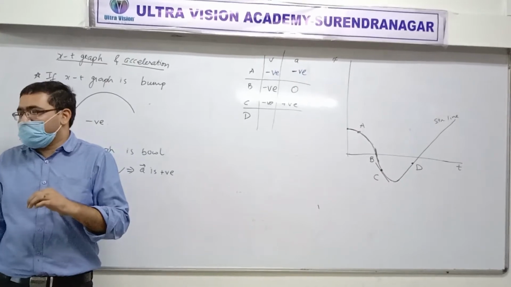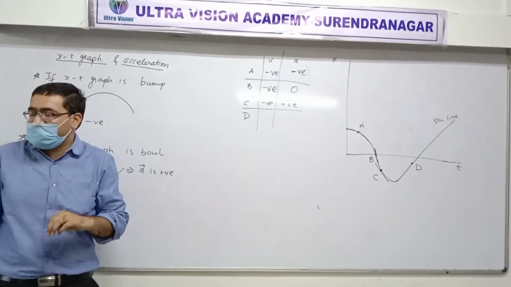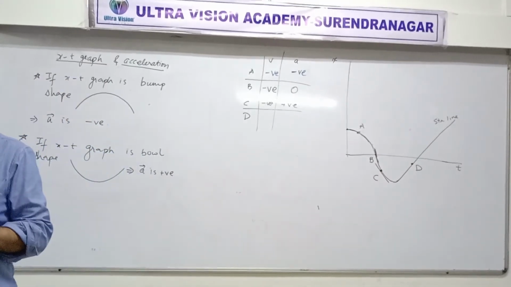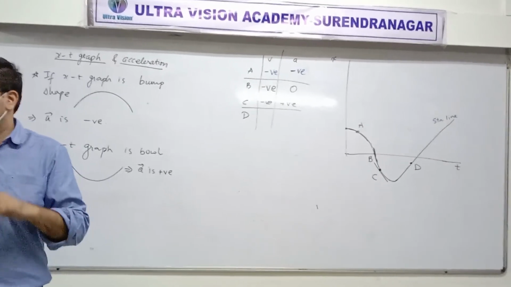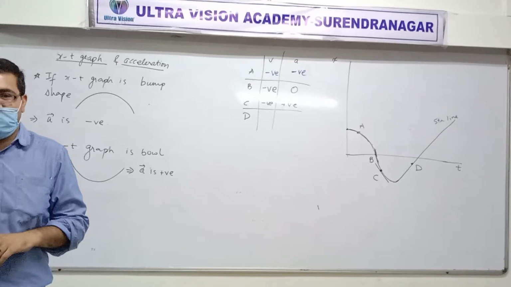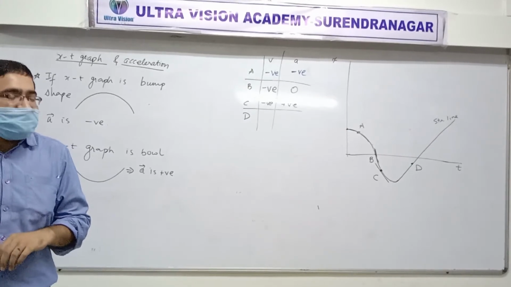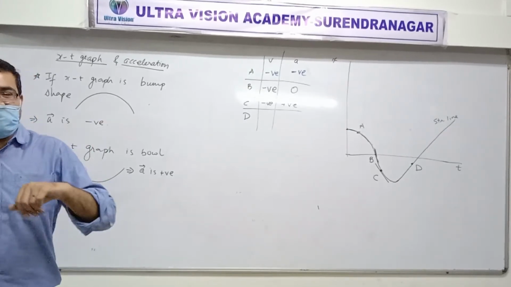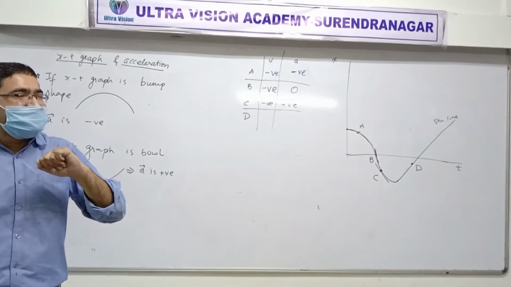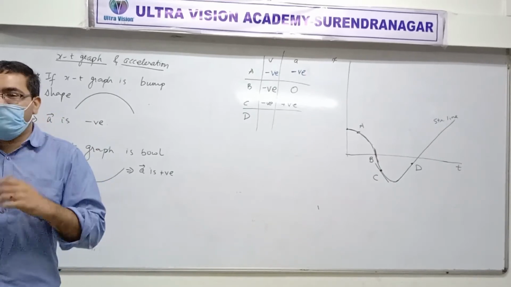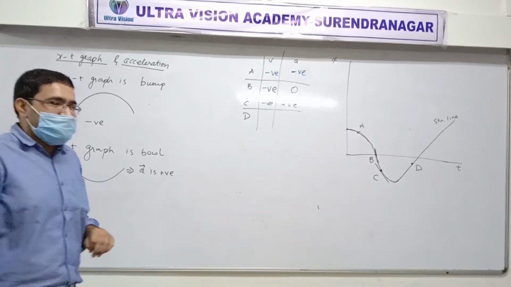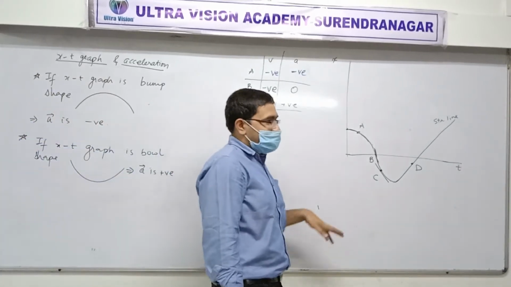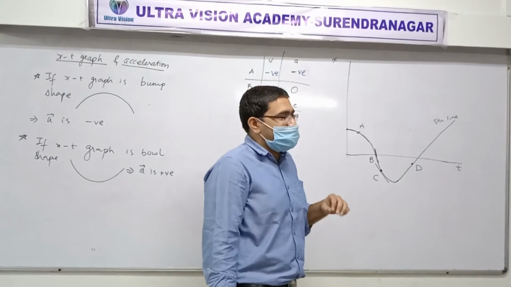Now D. I think Raghav, velocity at D is positive. Who agrees? Who disagrees? Zero. I knew someone would say zero, it is given in the options. Why do you think it is zero? Because it is a straight line. So the x-t graph is a straight line with the velocity zero.